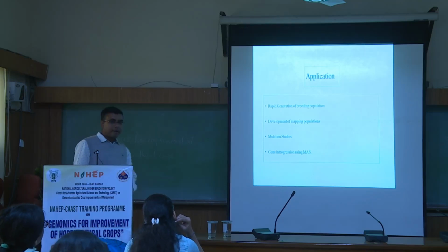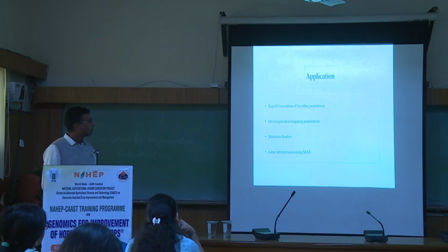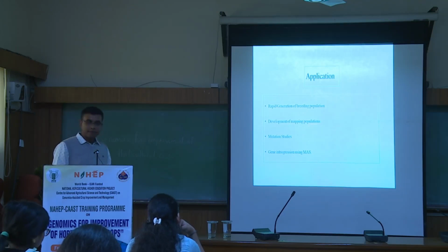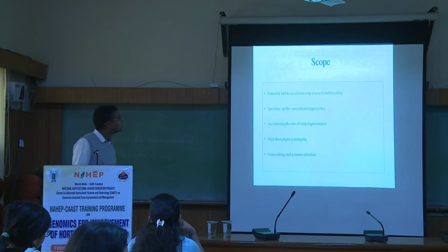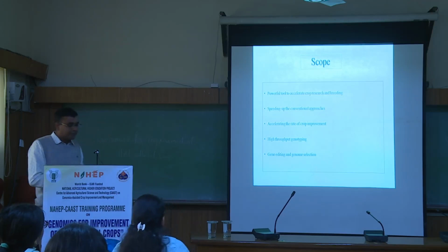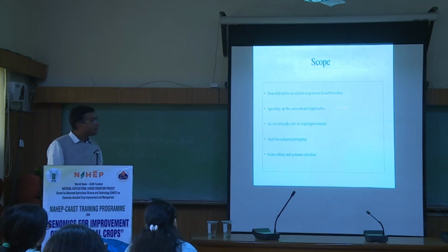Then these are the different applications of speed breeding: rapid generation of the breeding population. For many things it could be done: development of the mapping population, mutation study, gene integration through marker-assisted selection. And these are the scopes. Further, what we can do is that it is a powerful tool to accelerate crop research and breeding.